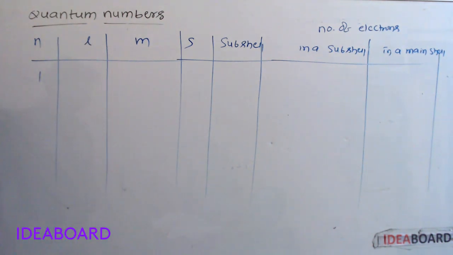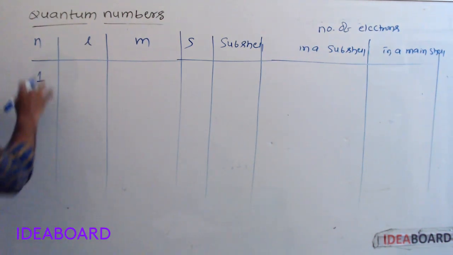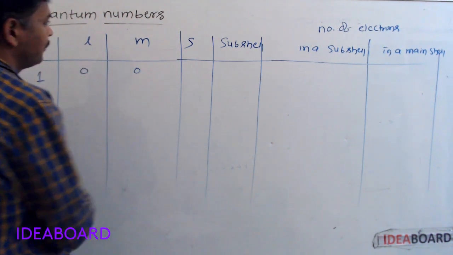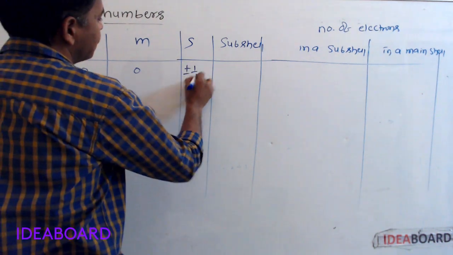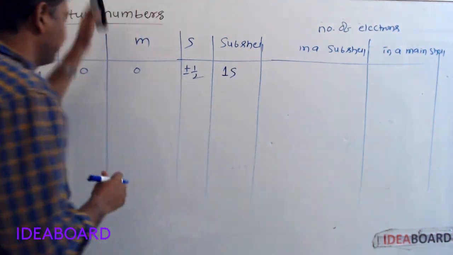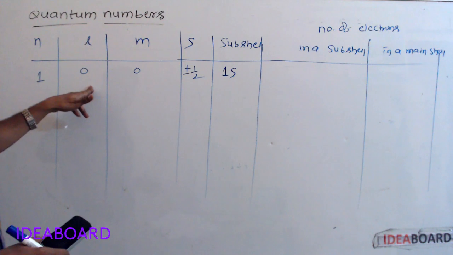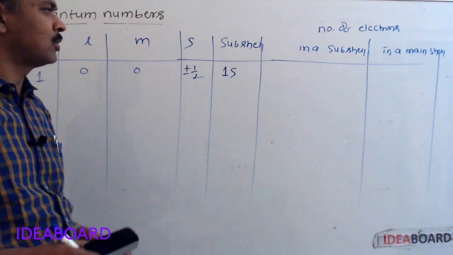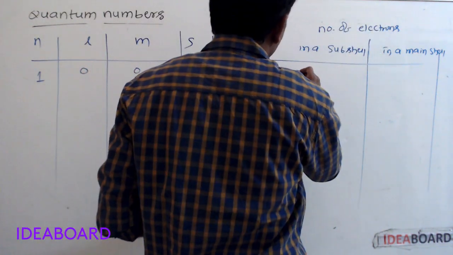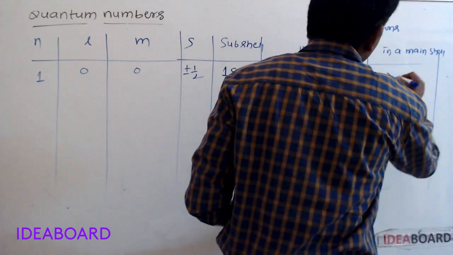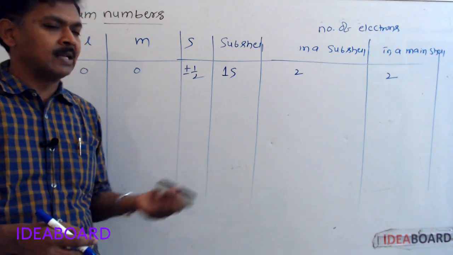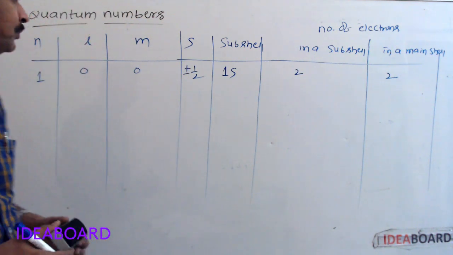See first, if n is equal to 1, then l should be 0. l equal to 0 means m should be 0. S value is plus 1 by 2 or minus 1 by 2. That subshell is 1s. The number of electrons in the subshell is 2, and in the main shell also 2. We know that the first orbit contains only one subshell, that is 1s, and that 1s contains only 2 electrons.